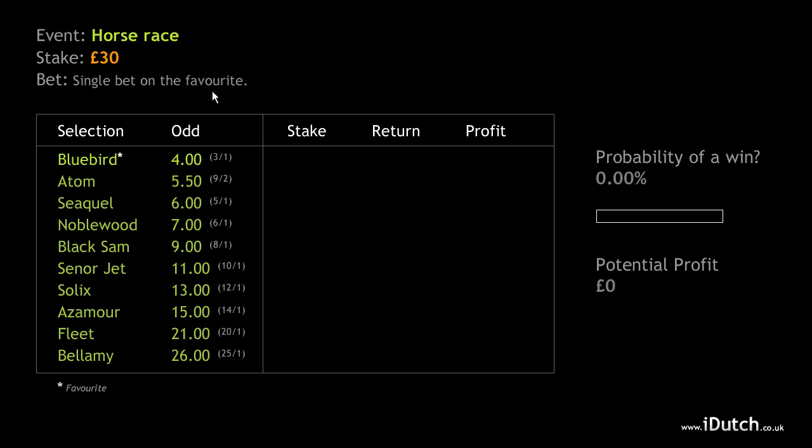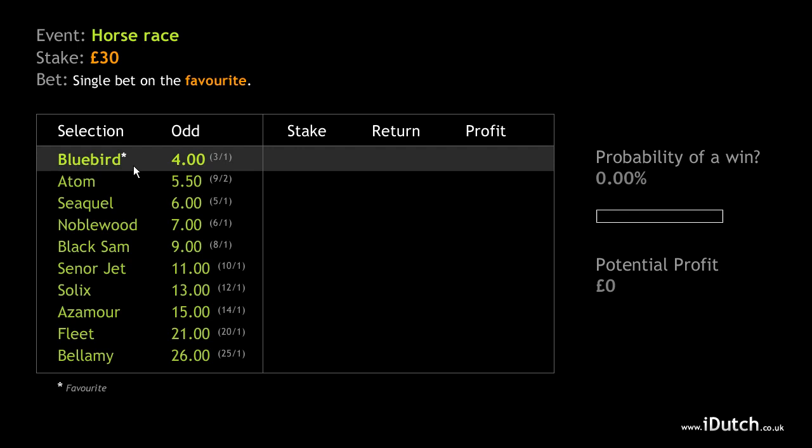It's very popular to place a bet on the favourite, and in this case, the favourite is Bluebird at 3-to-1 odds. This would give us a return of £120 including our £30 stake, which means our potential profit is a grand total of £90.